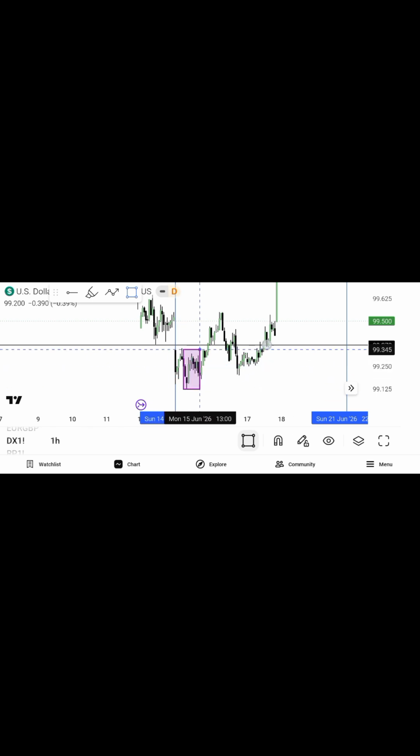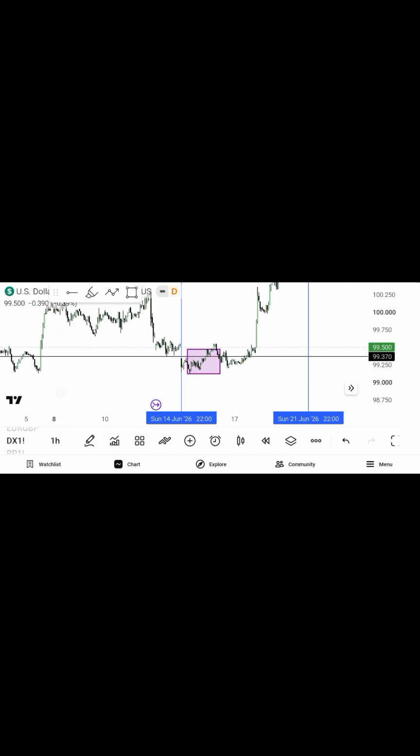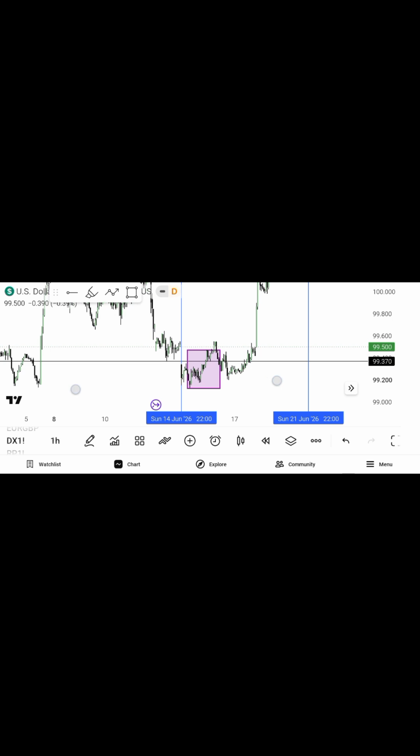You can draw the whole range from Sunday to Monday together. And look at how amazing that would have been. Can you see? On the breakout, okay? And you can check, this happens everywhere.